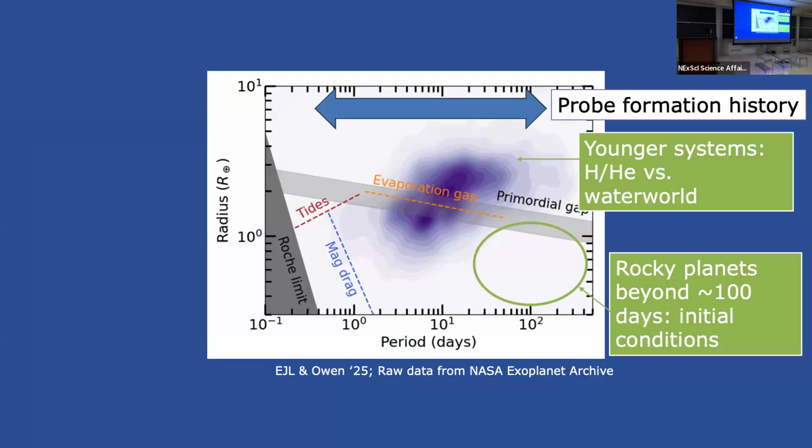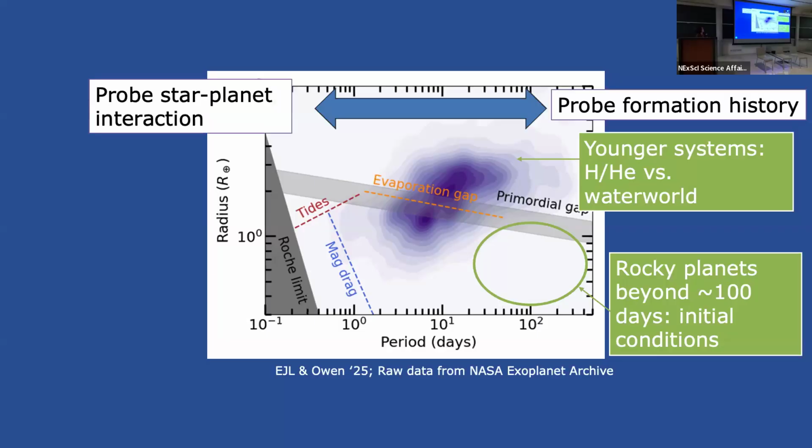And also, it's important to probe and target these younger systems. And when I say younger, I mean less than 100 million years, because they would be best positioned to distinguish between hydrogen-helium versus the water world. That's the more dominant composition of the sub-Neptunes.